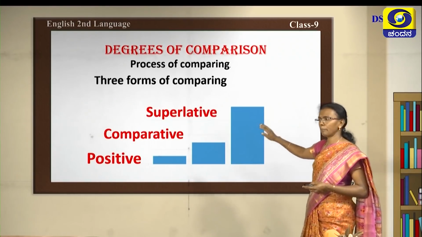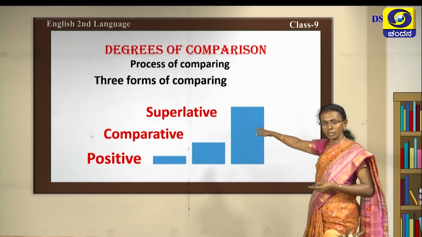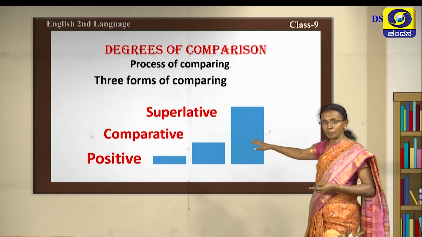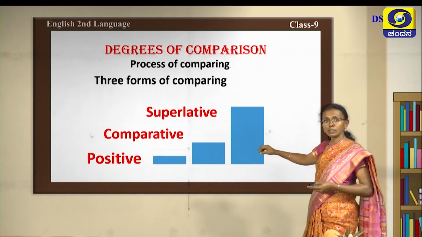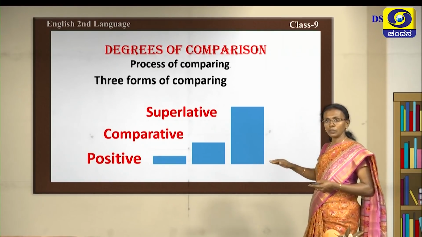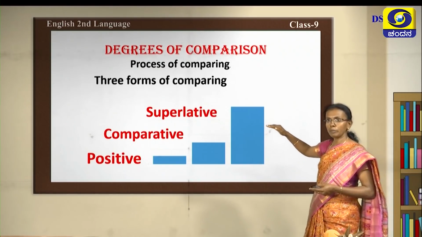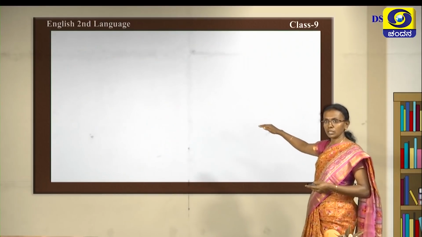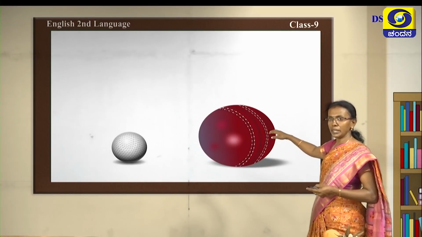Yes, she is the best. Best is superlative. She is better is the comparative. She is good is the positive. So these are the three types in which we process an adjective. Next, we come to the sentences.